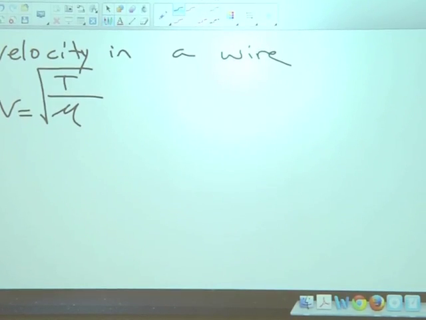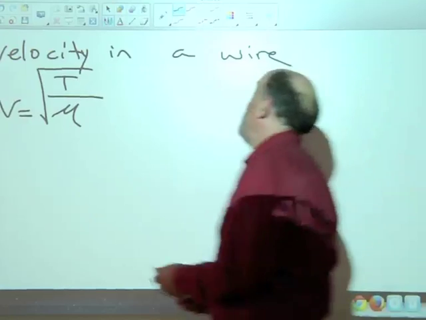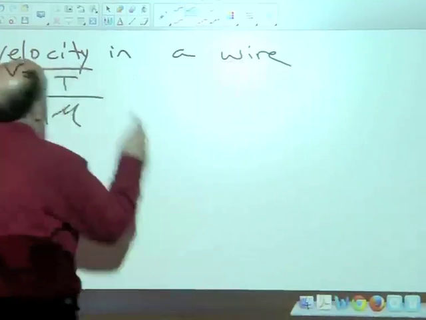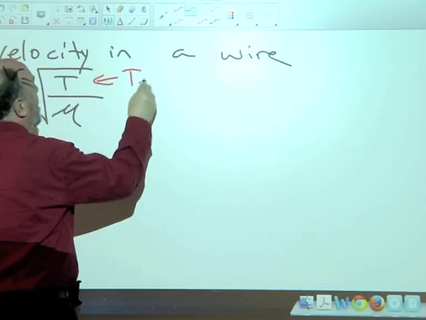Would this be equivalent to velocity in a string? Yeah, string or wire, a guitar string maybe. So what does mu represent? Mu itself is the mass per unit of length. So T is the tension in the wire.